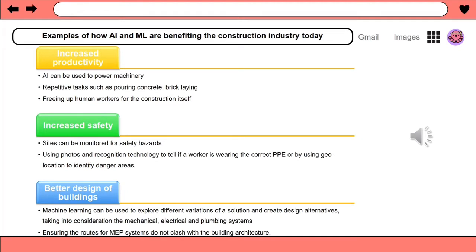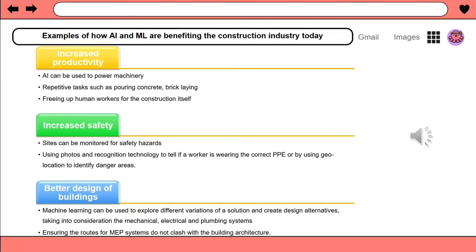First, it increases productivity, because AI can be used to power machinery in order to perform repetitive tasks such as pouring concrete and bricklaying, and it frees up human workers for the construction itself. Second, increased safety. Construction workers are killed on the job 5 times more often than other workers. With the use of AI, sites can be monitored for safety hazards using photo and recognition technology to tell if a worker is wearing the correct PPE, or by using geolocation to identify dangerous areas and alert the workers.